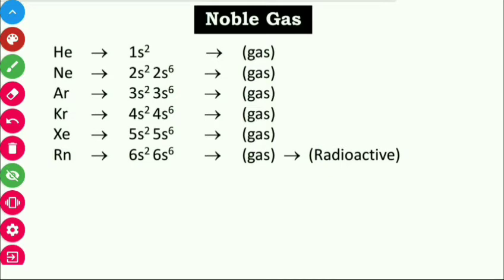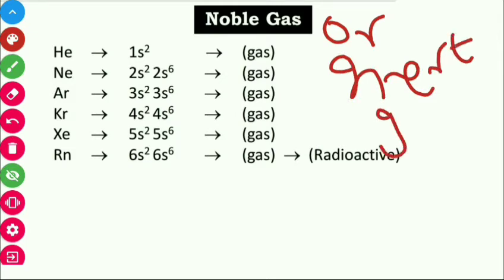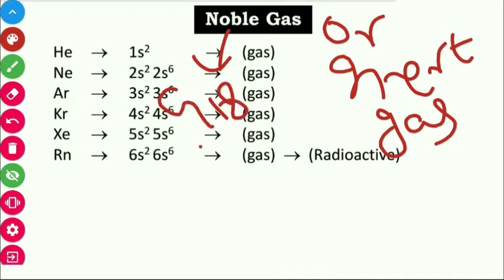So let's discuss the noble gases, or its other name, inert gas. First of all, let's talk about in which group of the periodic table these noble gases occur. In group number 18 of the periodic table, the noble gas elements occur. Understand?